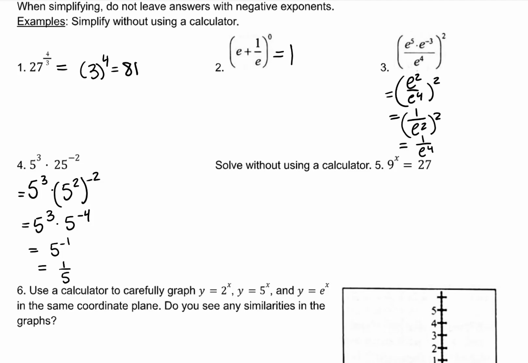Same as with the warm-up, we're going to rewrite with the same base. 9 is 3 squared. 27 is 3 cubed. Now we have the same base, so 2x is equal to 3, and x would be 3/2.